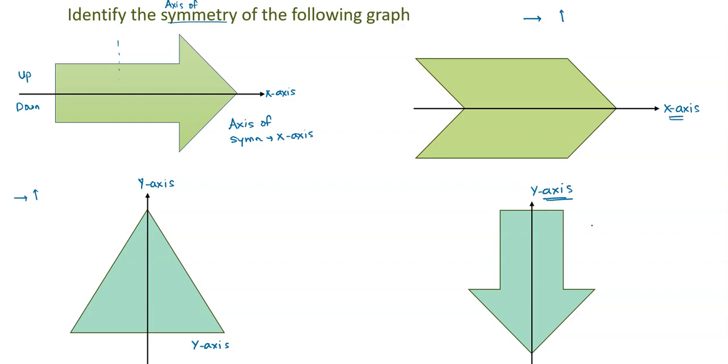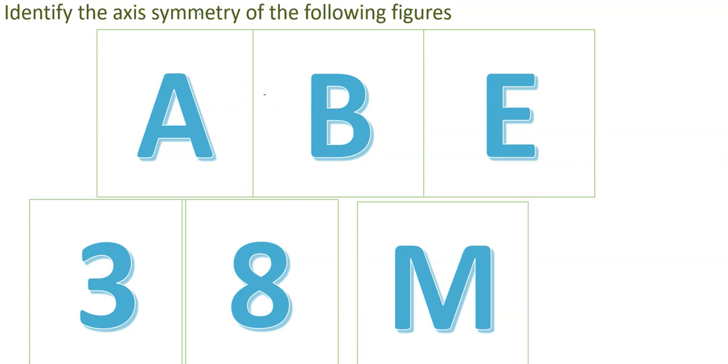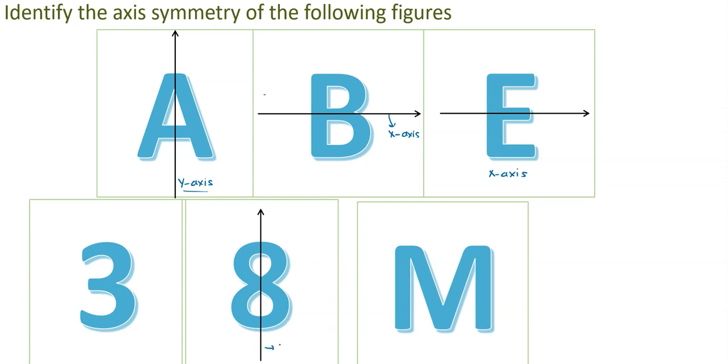Okay, let's consider some more examples. First, the letter A. For A, it should be a vertical line that divides it into two equal halves, so the axis of symmetry is the y-axis. Whereas for B, it's the x-axis that divides it into two equal halves. For E, again, the x-axis is the axis of symmetry. For 8, it's the y-axis. Similarly, for M, it's the y-axis.